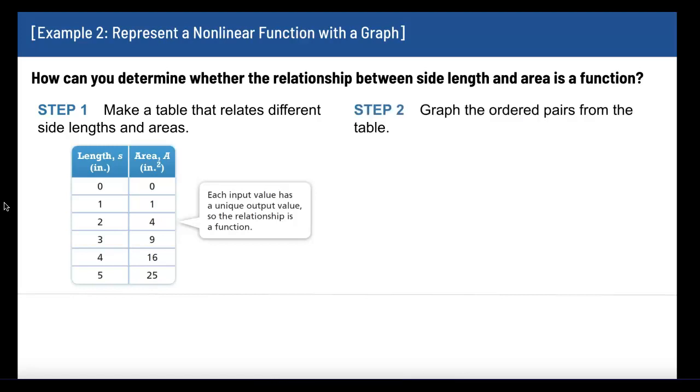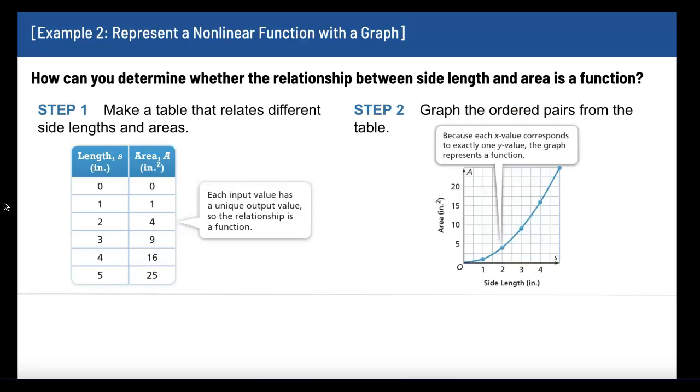However, when I go to graph these ordered pairs, I see that it does not form a straight line. I can see that it is a function. Remember our vertical line test. However, it is not linear because it is not a straight line.